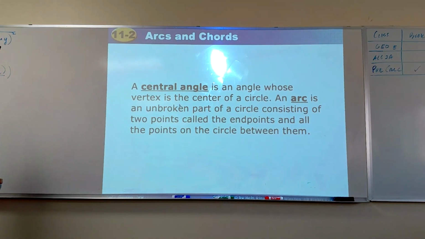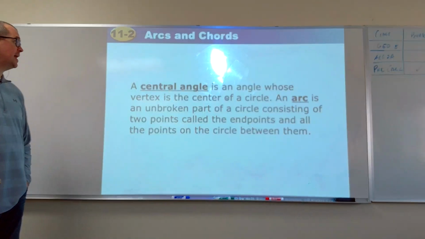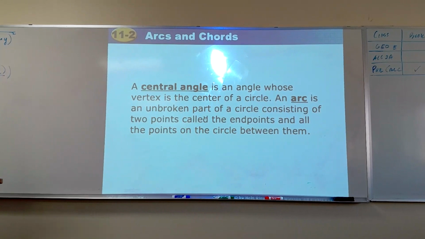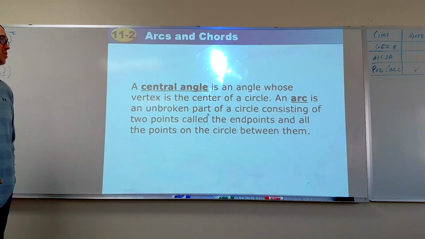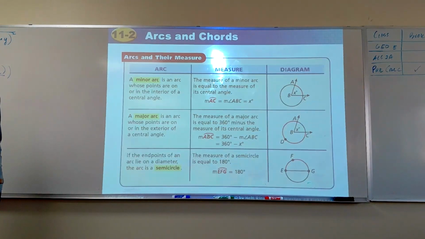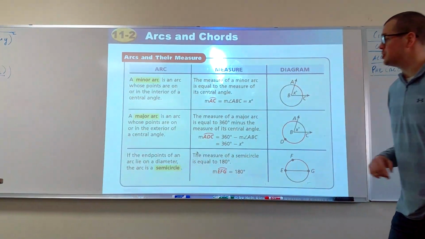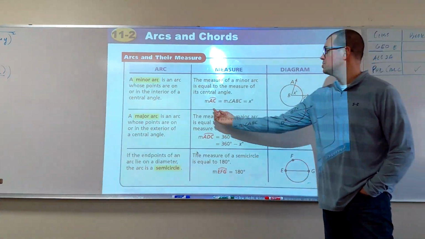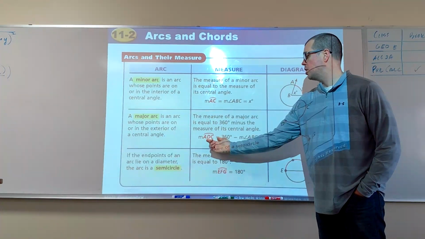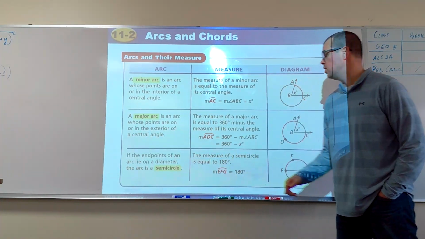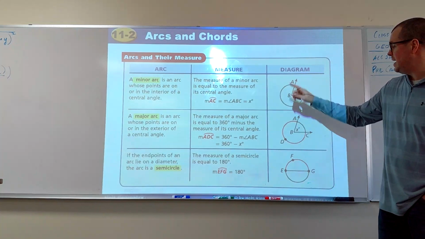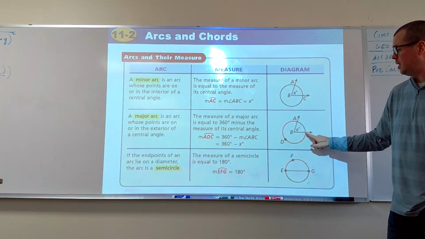To talk about arcs and chords. A central angle is an angle whose vertex is at the center, and then the arc is like the outside part of the circle that consists of 2 points as endpoints. So we've got minor arcs and major arcs. Minor arcs are 2 letters, major arcs are 3 letters, and you follow the letters. So ADC would be from here to here to here.